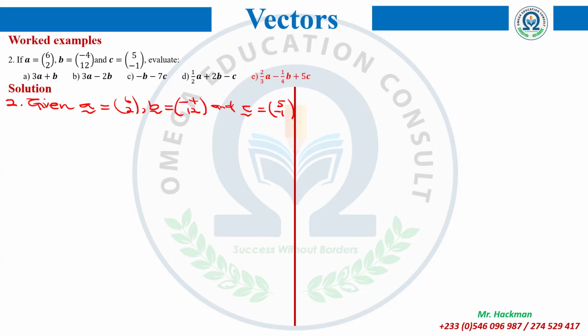Okay, so this time around, you can see that the questions involve multiplying a vector by a scalar, and also adding two or more vectors. Okay, so if you are able to do this, any question at all, you should be able. So this question will require us to make use of all that we've learned so far.